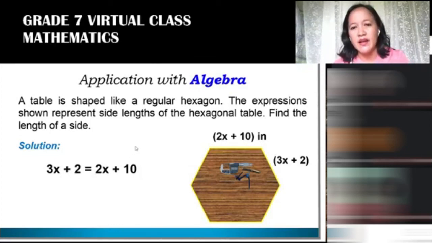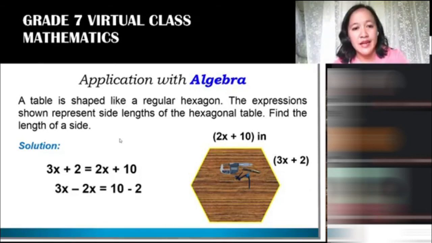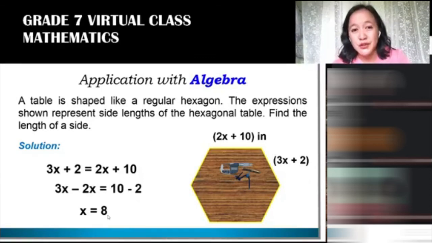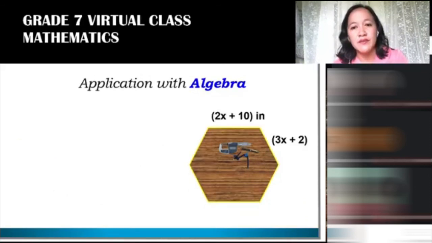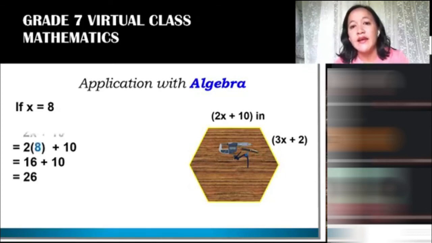10. Okay? Then, by combining like terms, 3x minus 2x. And then on the other side, combining our constants, 10 minus 2. So 3x minus 2x is x. And then 10 minus 2 is 8. Okay. So, eto na ba yung measure ng bawat side natin of this hexagonal table? So, not yet. We're just going to substitute now 8 into our given lengths.